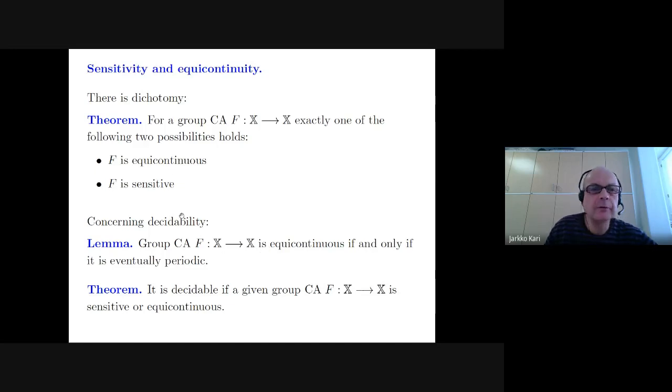But that means that we have an algorithm for equicontinuity, because we have an algorithm for eventual periodicity. I gave you an algorithm on the previous slide. So we can test equicontinuity. And if we can test equicontinuity, it means that we can test sensitivity, because it's just a complementary property. If your cellular automaton is not equicontinuous, then it's sensitive and vice versa. So we have an algorithm for sensitivity also, which is very different from non-group cellular automata.